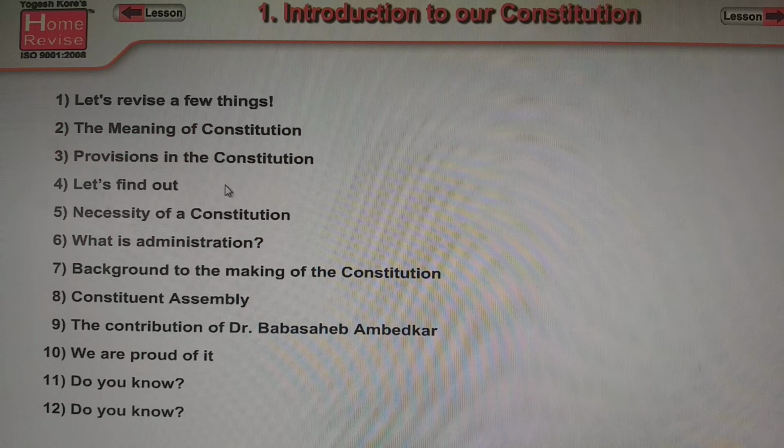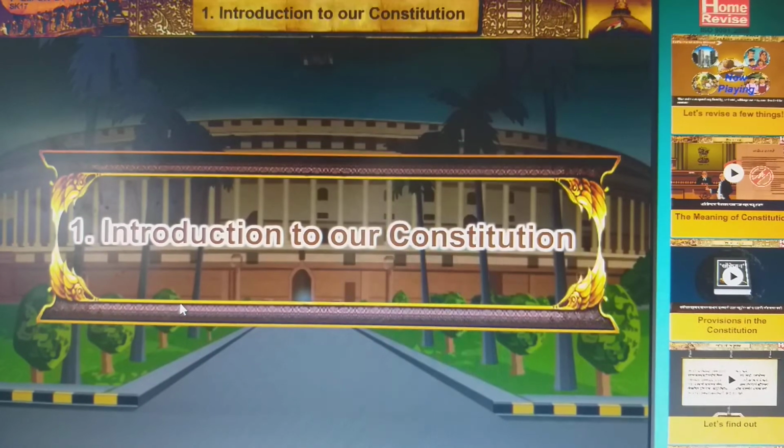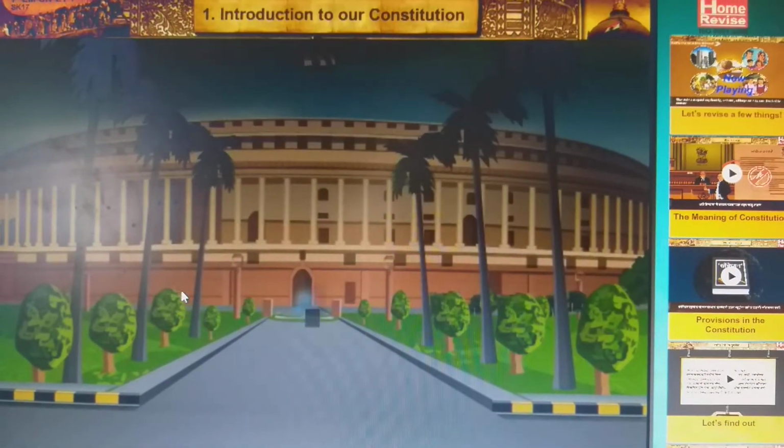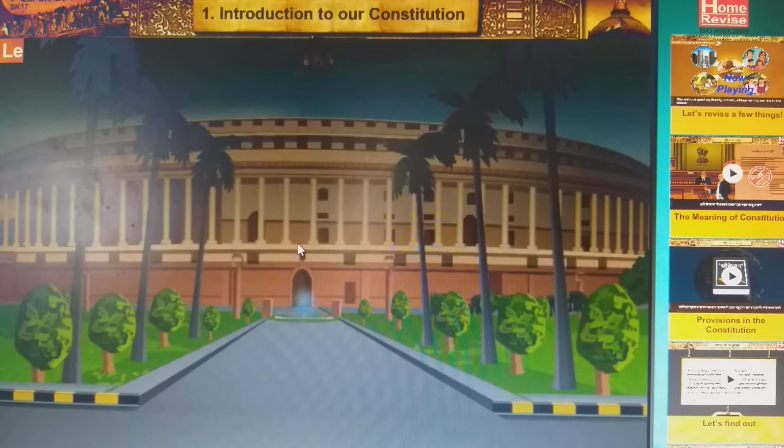From that, let's find out, is skipped in due to COVID, but still I am going to take it out. Let's revise a few things. So chapter 1, introduction to our constitution. So let's see what is constitution. Constitution means law. So revising a few things.